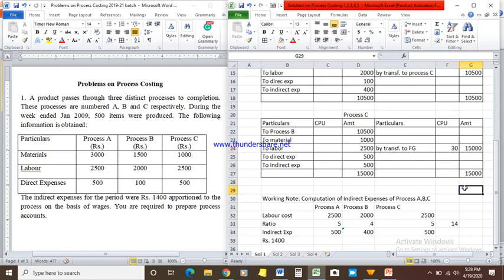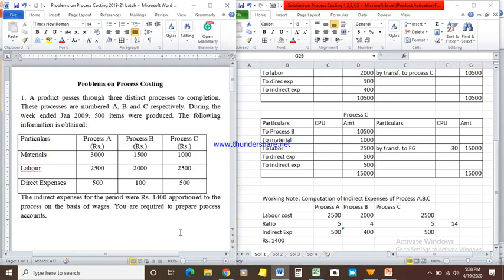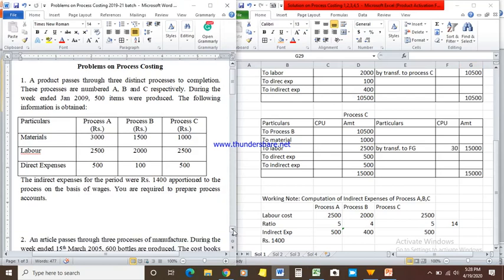So in this problem, since it was the first problem, a very simple one, we wanted to just understand how the entries are made in 3 different processes, when there is no normal loss, when abnormal loss or abnormal gain is not there, and when certain indirect expenses need to be apportioned based on certain ratio. So now let's move on to the second problem.